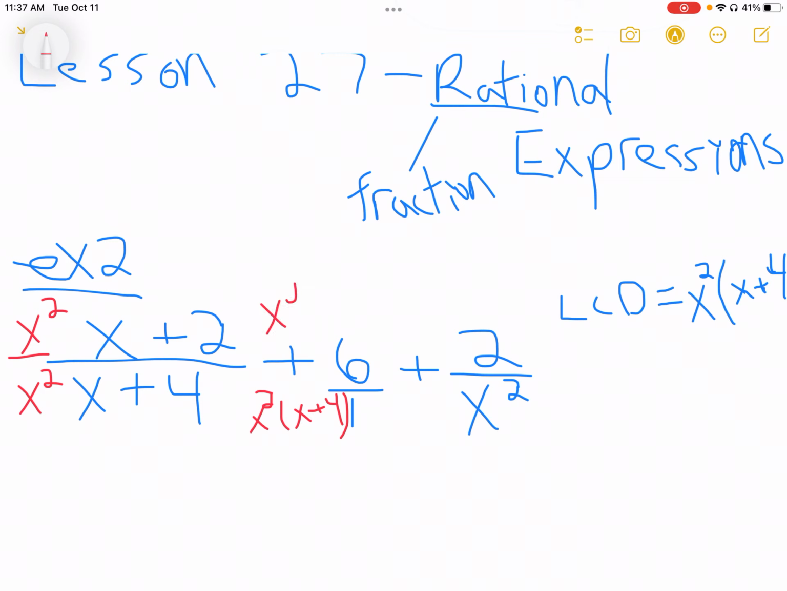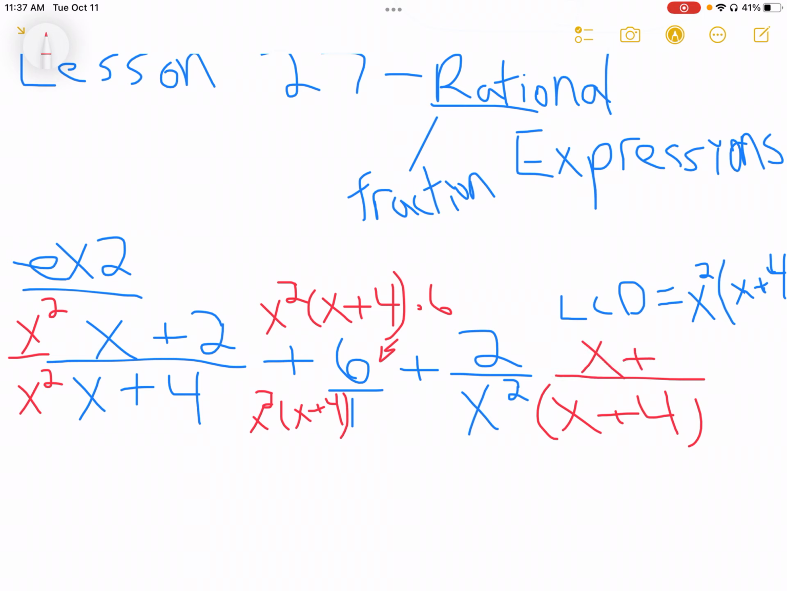Okay, x squared, x plus 4. It's not the best way to write this one right here, but I'm multiplying it by 6, okay? Right, and that's what this is right here. And then this last one, I'm multiplying by x plus 4 over x plus 4. I said that backwards, but x plus 4 over x plus 4. Right, so you can see each term here, I'm multiplying really by the number 1.